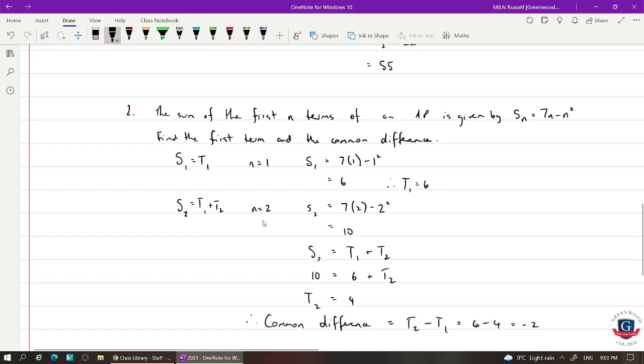We know that the sum of the first two terms is just equal to T1 plus T2. We know that the sum is equal to 10. We know that T1 is equal to 6. Therefore, T2 must be equal to 4.